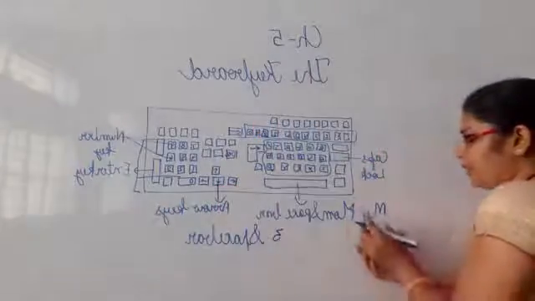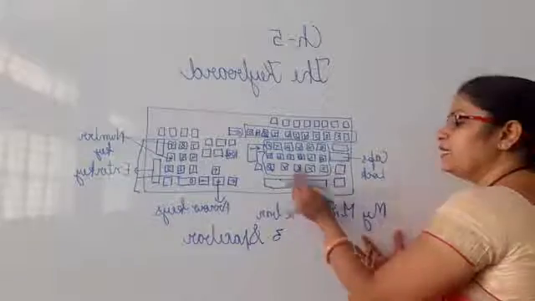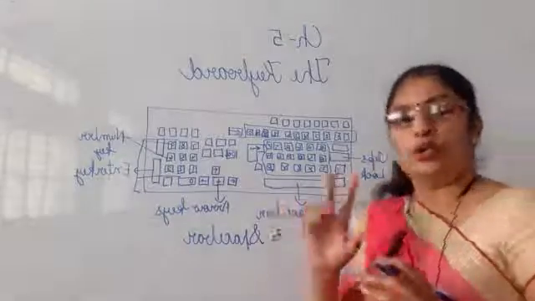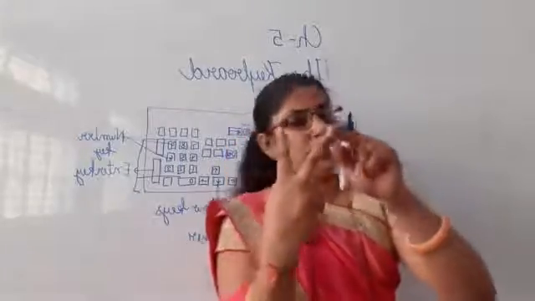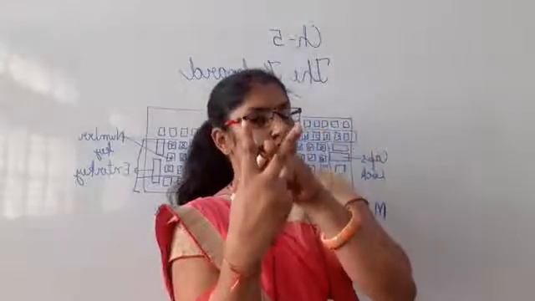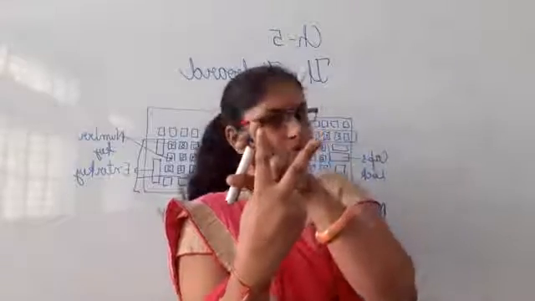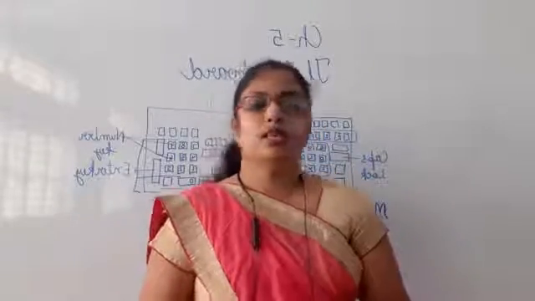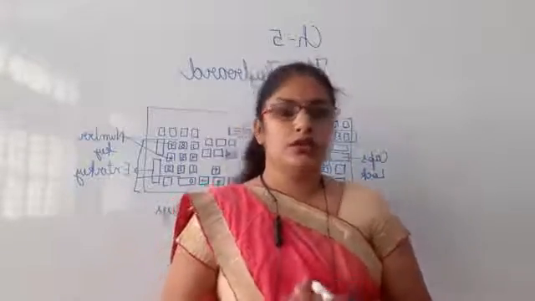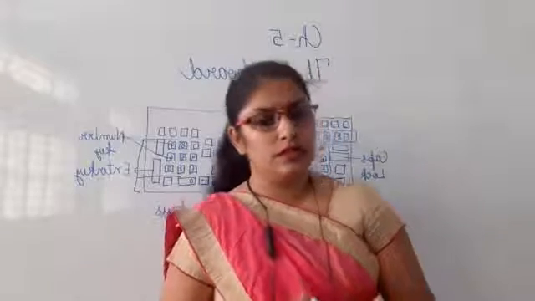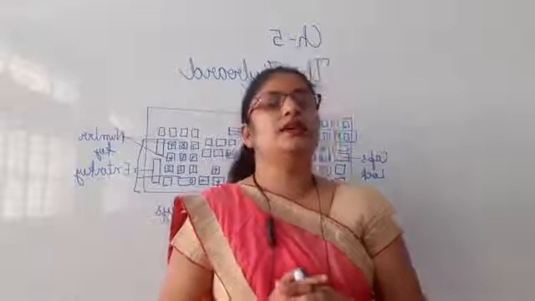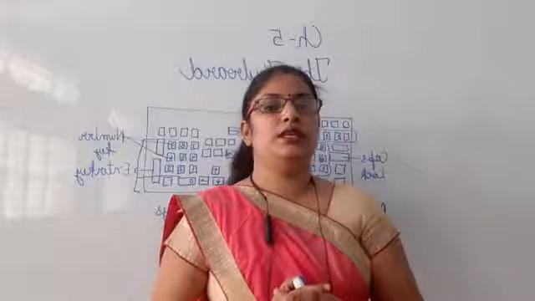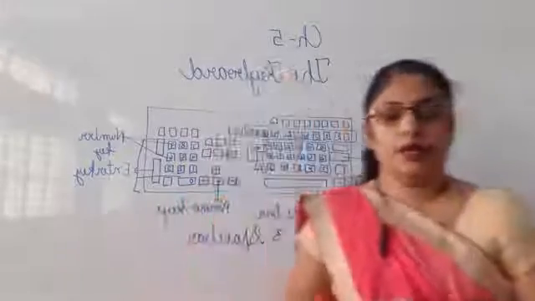So after typing the and while I will press the spacebar key to give space between two words. You can see after typing the one word, I will give the space, then I will type the another word. So spacebar key is used to give space between two words, and it is the longest key on the keyboard.